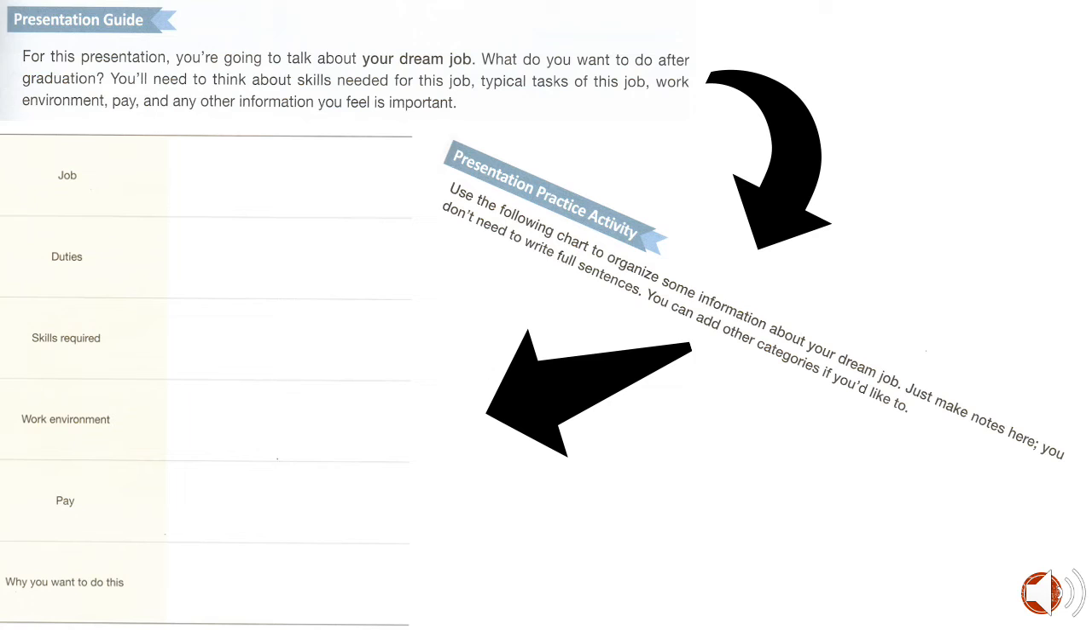So you can use this presentation guide here to write down some notes. Again, do not write full sentences. You don't need to do that. Instead, just write some keywords, some notes that will help you put together your final presentation. And in the next slide, I'll give you some examples of that.